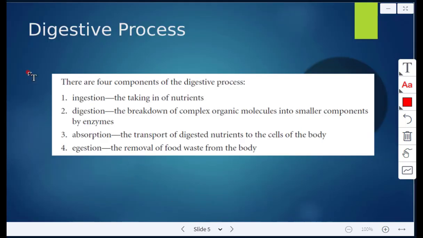All right, and now we'll start talking about the digestive process. So the 4 components of the digestive process. The first process is ingestion. That's eating and taking in of nutrients.